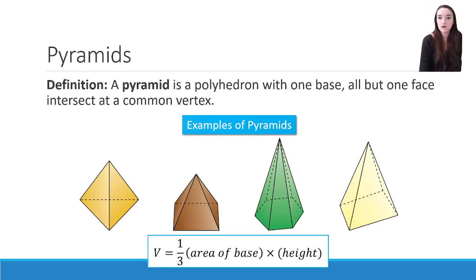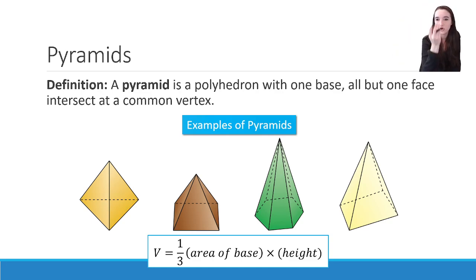Our last type of three-dimensional solid we're going to look at is a pyramid. A pyramid is a polyhedron with one base, and all but one face intersect at a common vertex. Again, it's like we take a prism, and instead of pulling the base upward to give us the height, we are pulling the base upward but squeezing it together to a single point, right?